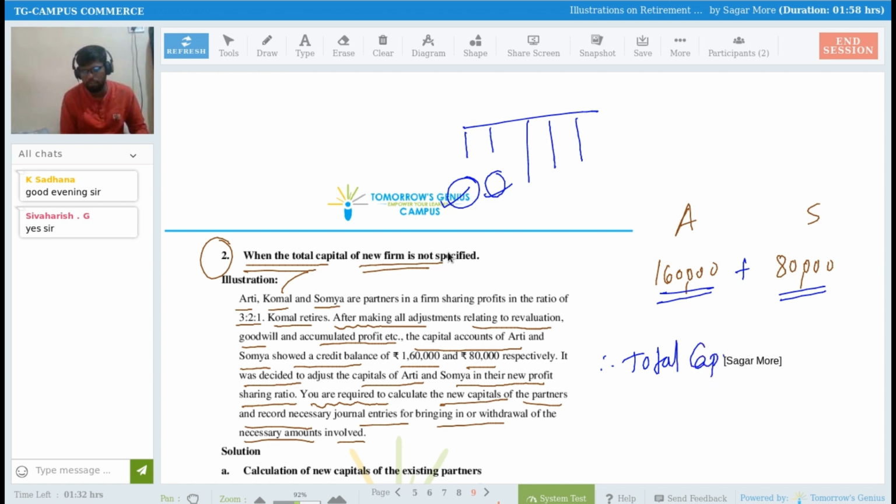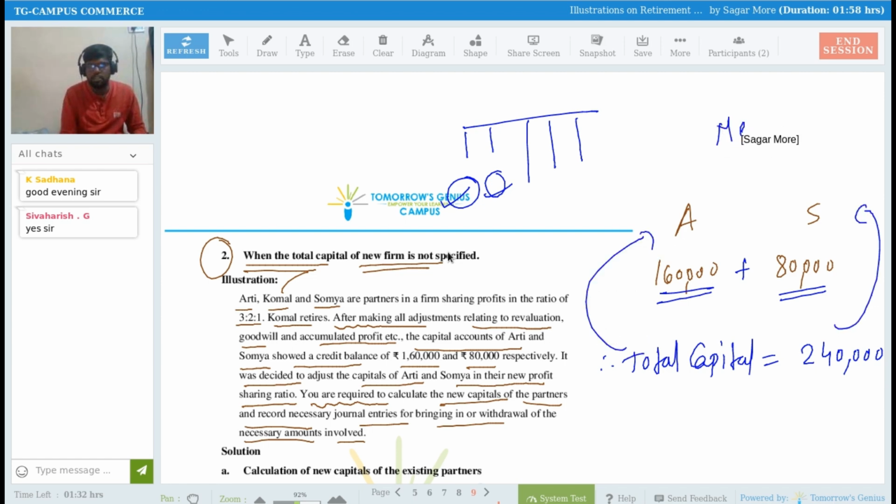2,40,000 rupees. That is the total capital of the firm now. Now what we have to do, sir, is distribute this 2,40,000 rupees between Aarti and Soumya as per their new profit sharing ratio. And what is their new profit sharing ratio, sir? So Aarti, Komal and Soumya, right?